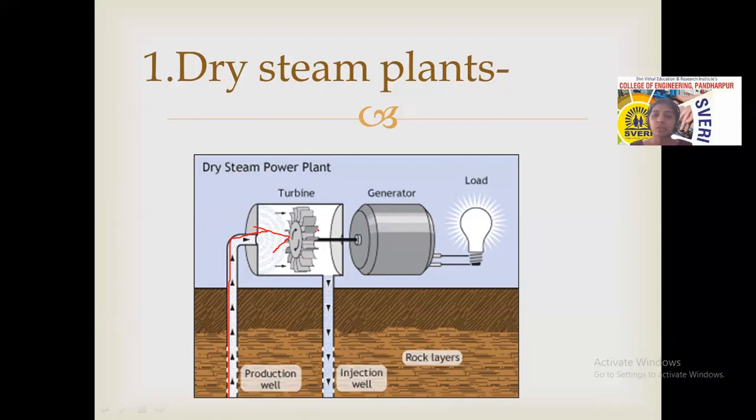Whenever that turbine is rotated, the rotational movement is passed to the generator, and that generator converts mechanical energy into electrical energy. We all know the function of the generator and turbine. After the steam is utilized for rotating the turbine, the temperature of the steam comes down and water droplets are formed. Those water droplets are transferred again to here.